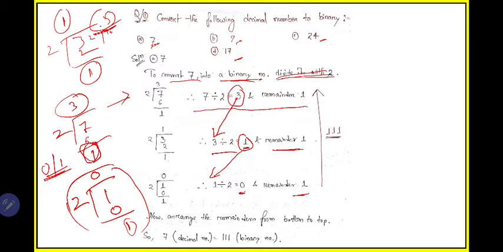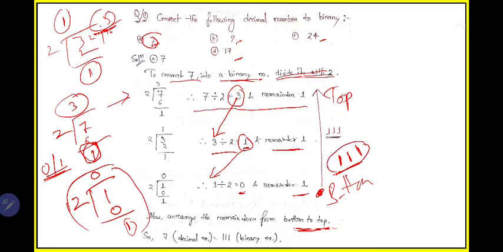Okay, now the last rule is arrange the remainder from bottom to top. That means from the bottom, from here to the top, arrange this, okay. So the last number is 1, then the second is 1, then it is 1, so the ultimate number is 111. So we can say that the decimal number 7 equals the binary number 111. So we can convert in this way.